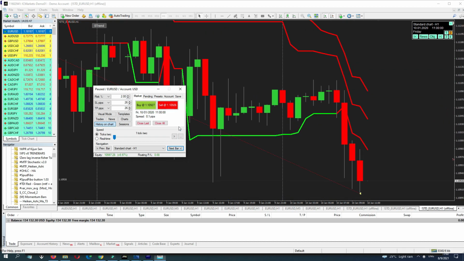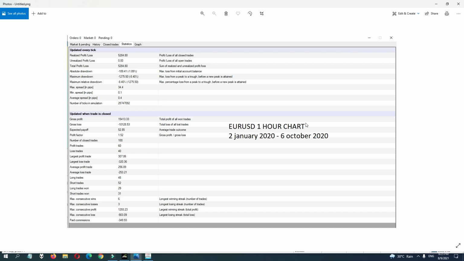All right, so I'm going to test this 100 times to see if this is profitable. See you in a minute. Okay, so here is the result of 100 tests. It's EUR/USD 1 hour chart from 2 January 2020 until 6 October 2020. And we have 60 wins and 40 losses. It's 1-to-1, on a $10,000 account, and I risk 2% per trade.